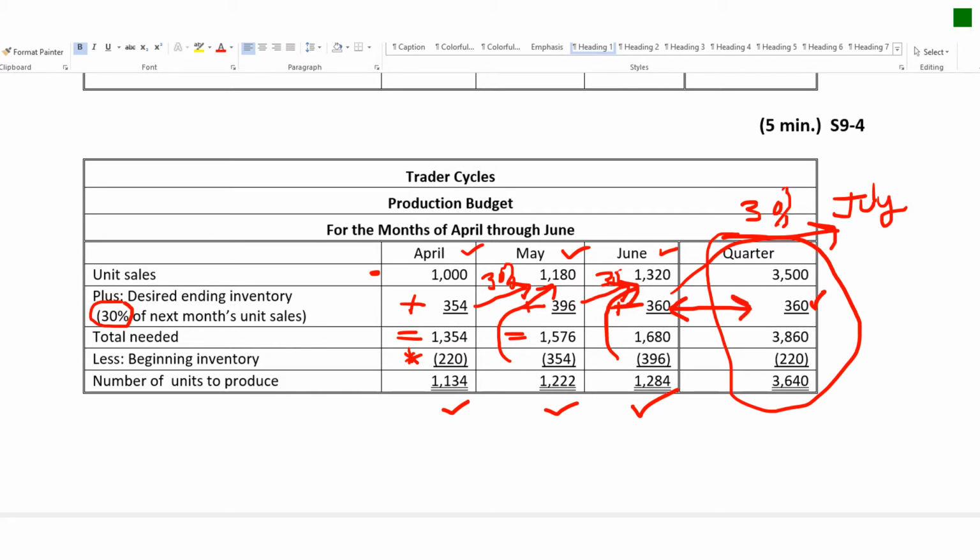And remember, your beginning inventory would have been at the beginning of the quarter, so they're going to pull over that 220. Once you subtract that, that's going to be your summary for the entire quarter, and you should be able to proof it. If you were to take 1134 plus 1222 plus 1284, that should prove that it should be 3,640 as a summary for the quarter.